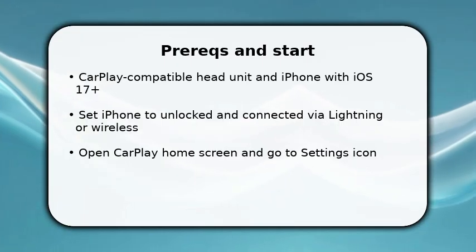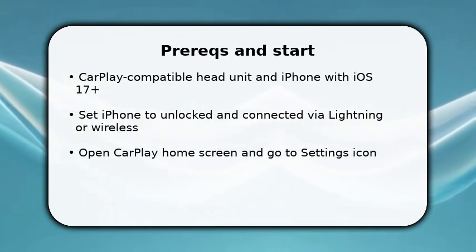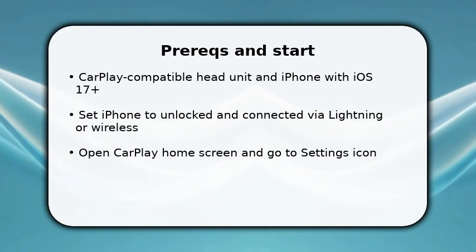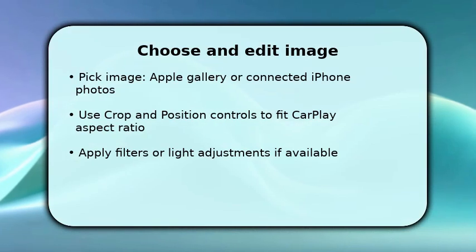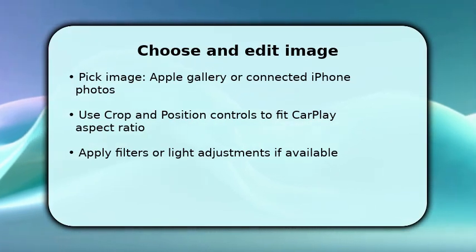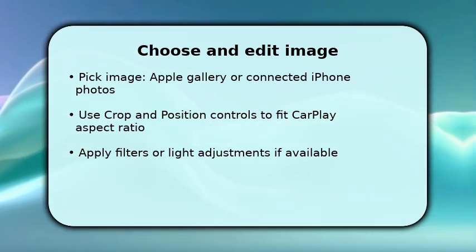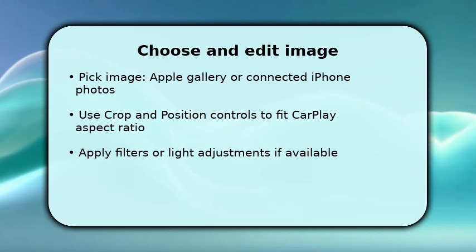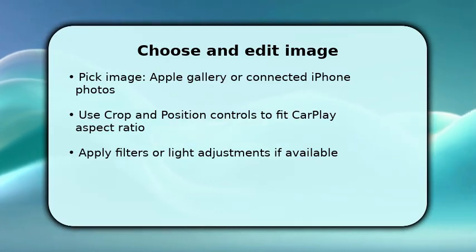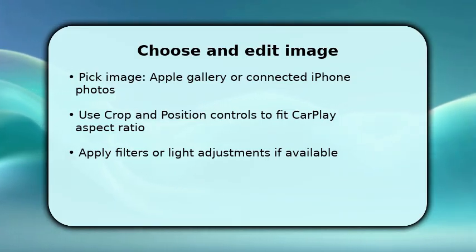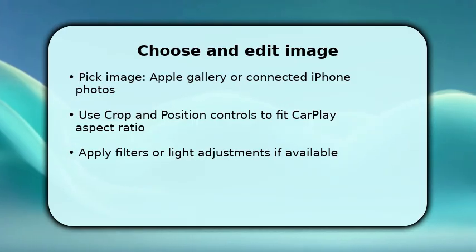Start by choosing Wallpaper and then select Add New or Pick from Apple's gallery so you can preview before applying. Now choose an image. You can pick from Apple's gallery or select a photo from your iPhone synced to CarPlay. Use the crop and position tools to match CarPlay's wide aspect ratio, otherwise the image will be zoomed or letterboxed. Adjust brightness and contrast if the interface offers edits, because visibility matters while driving.